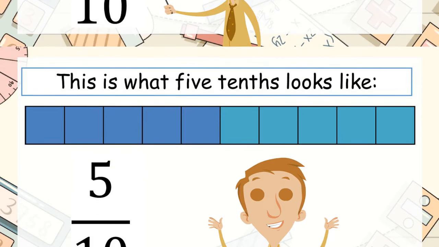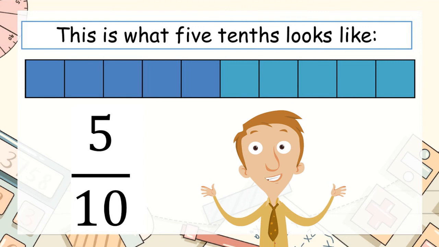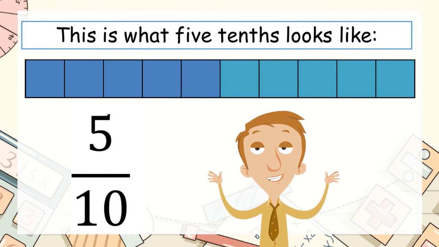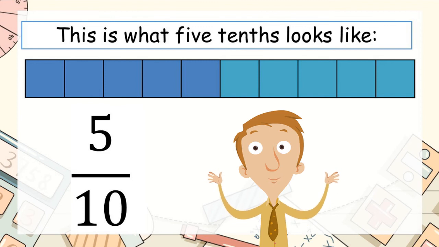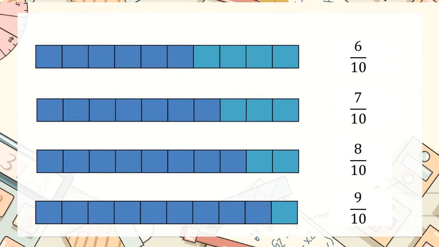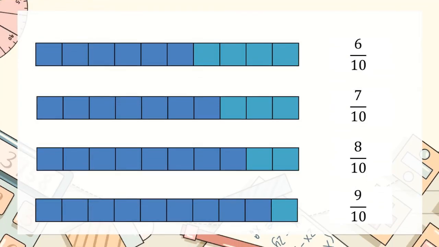This is what 5/10 would look like. You might notice that half of the shape has been shaded. So actually 5/10 is the same or equivalent to 1/2. We saw this before when we were looking at quarters, and we realized that 2/4 was equal to 1/2. This is what the rest of the tenths fractions look like: 6/10, 7/10, 8/10, and 9/10.